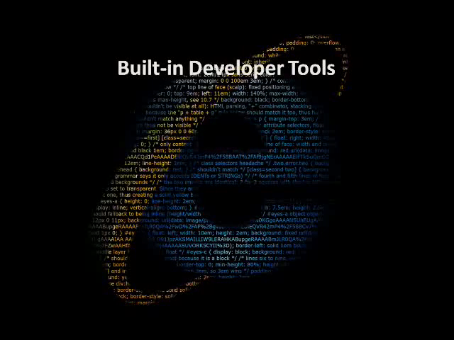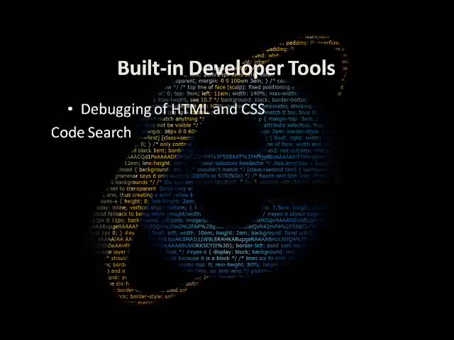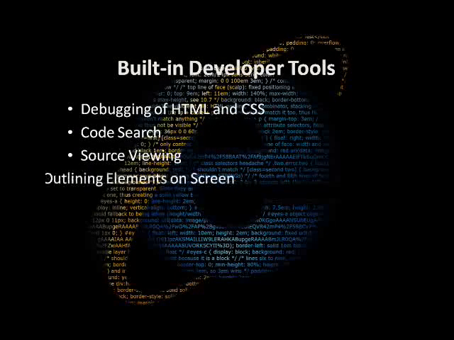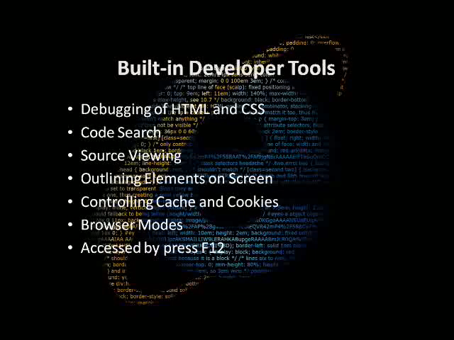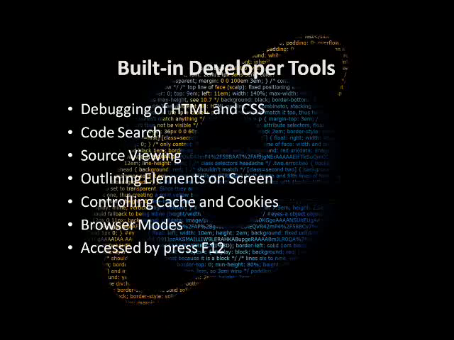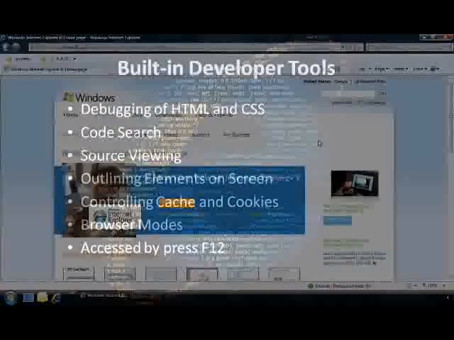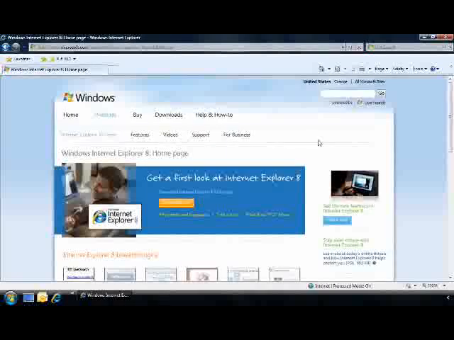The main features of the developer tools that we'll discuss in the video are debugging of HTML and CSS, code source viewing, outline elements on screen, controlling the cache and cookies, as well as browser modes. These tools are all accessed by simply pressing F12. Let's take a look at the tools in action.